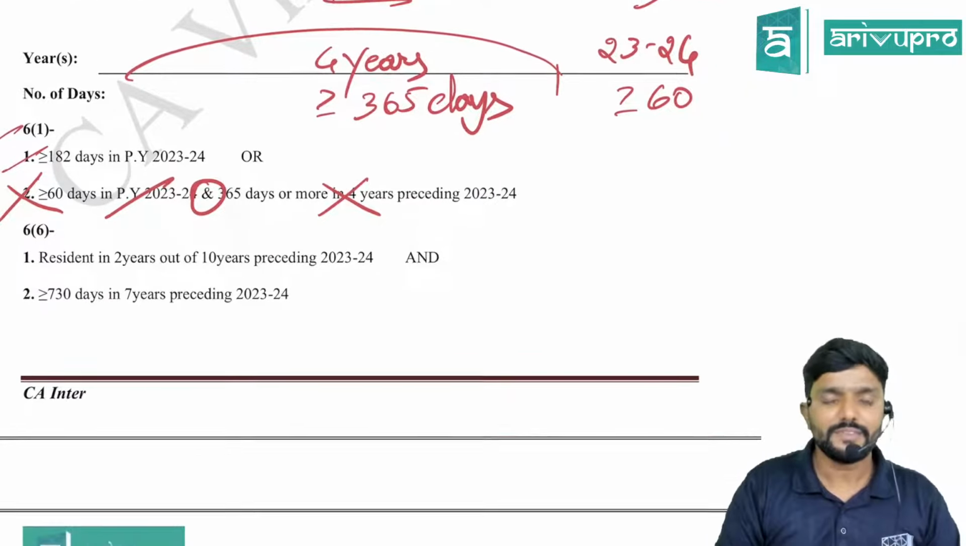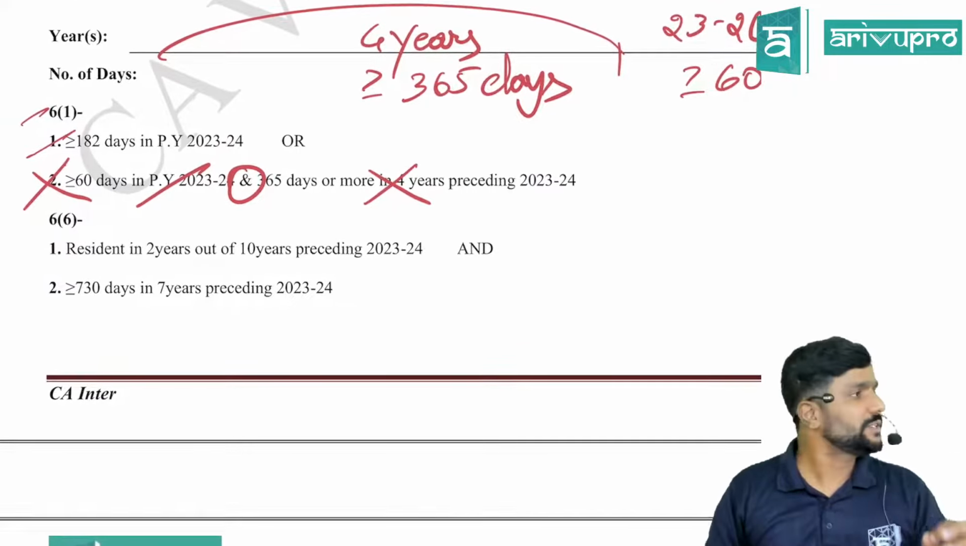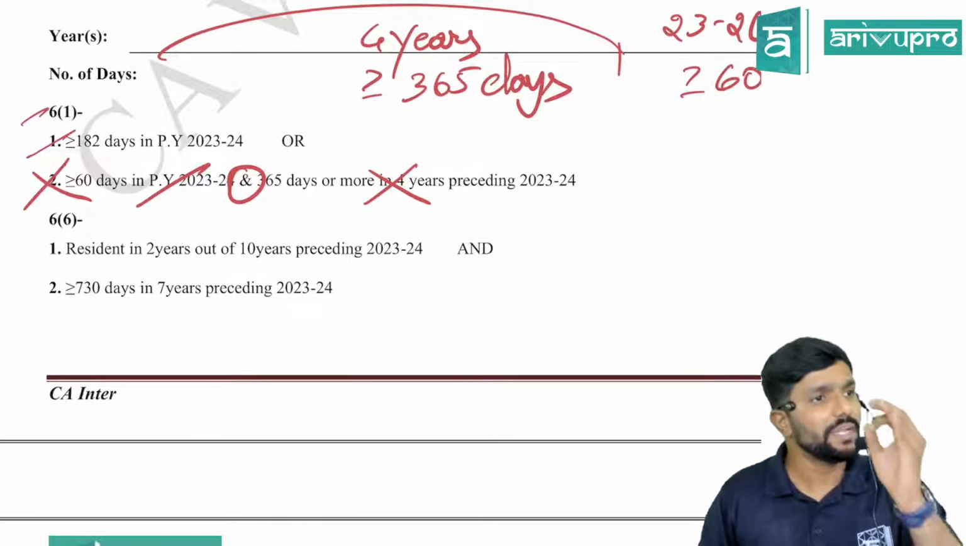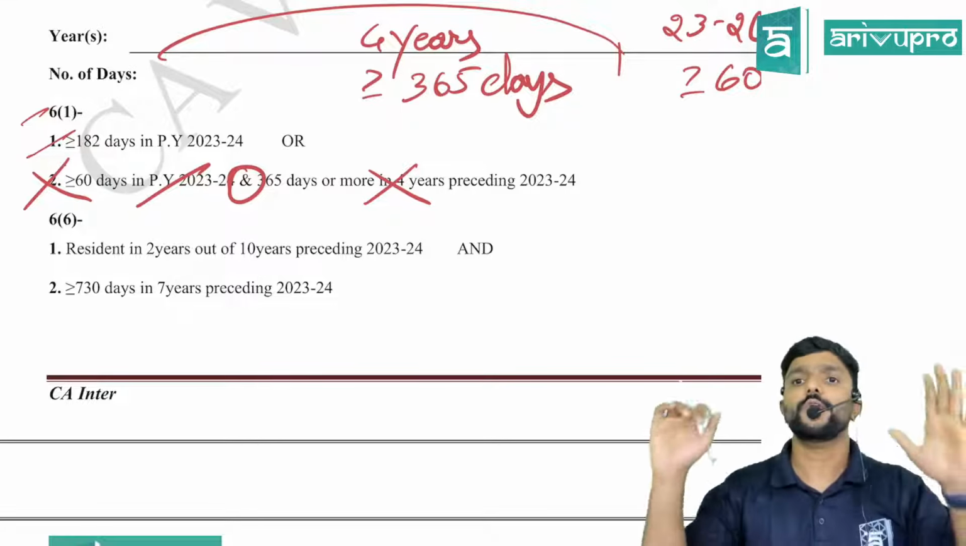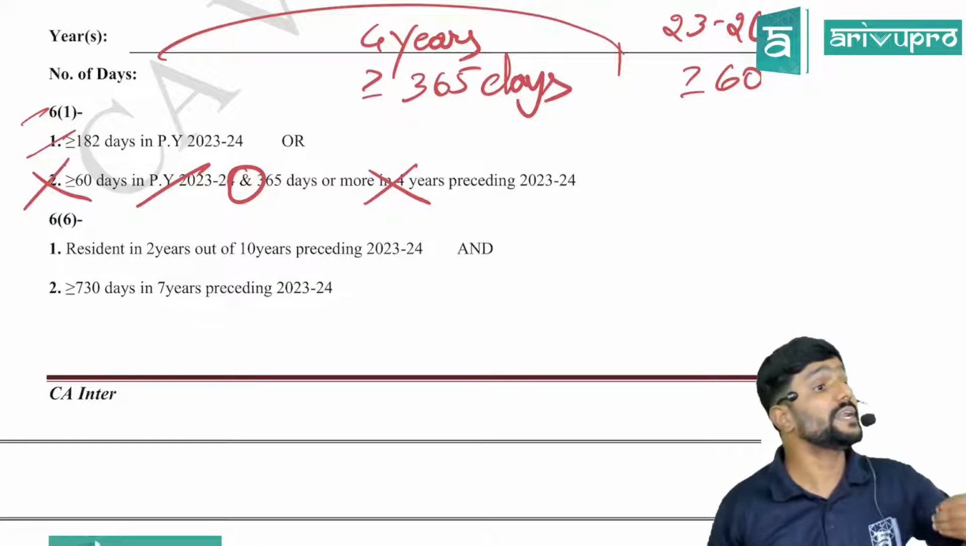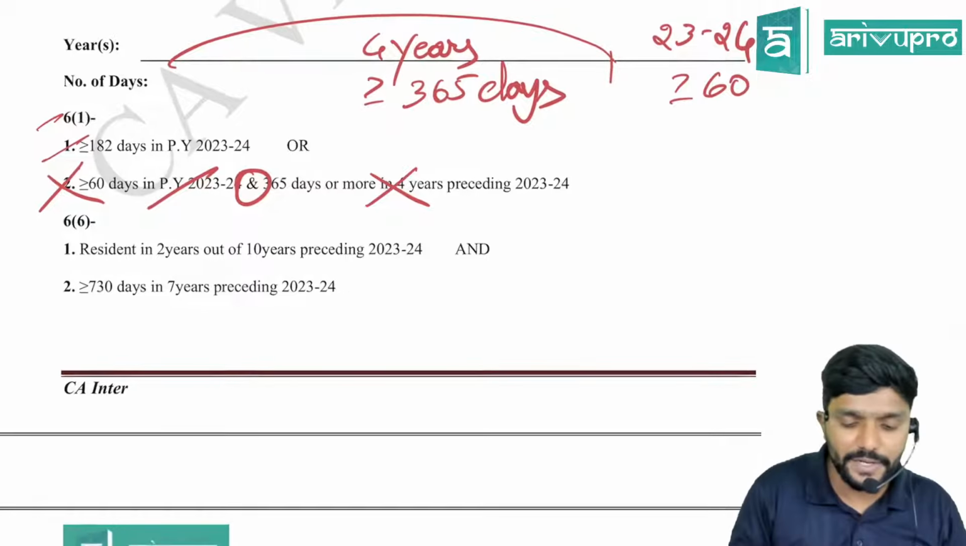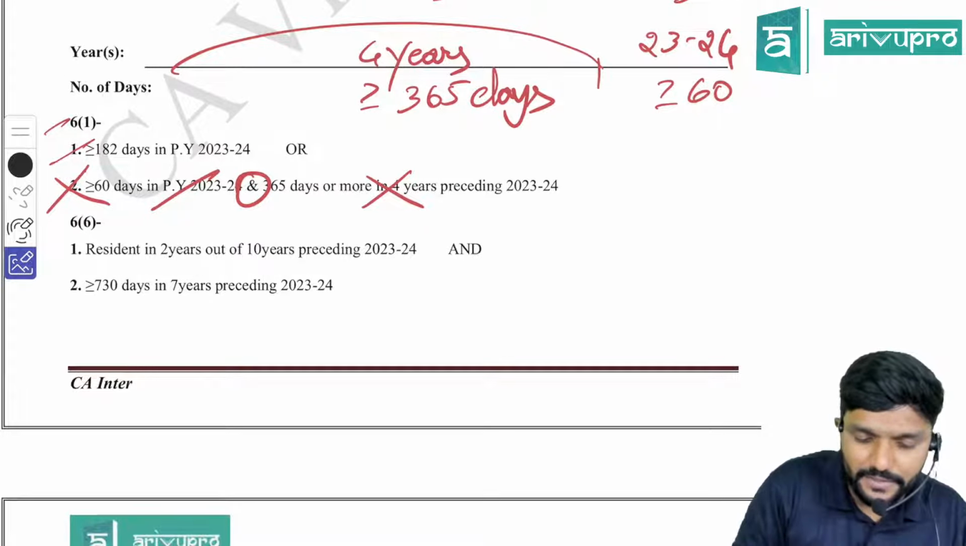Yes. Now, once you become a resident, if you satisfy any one condition, you will become what? Resident. Sir, is it final? No. We have to check whether I am an ordinary resident or not. Okay. So, just a second. I will clear all this.